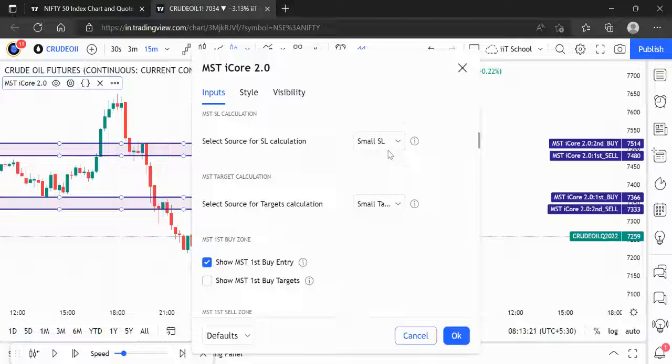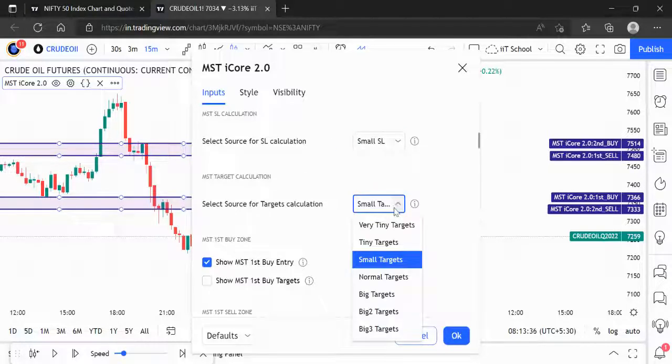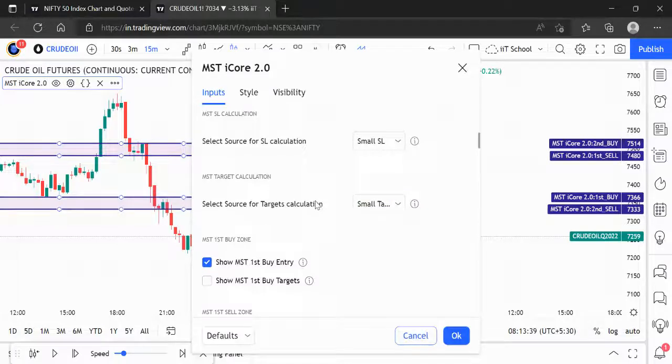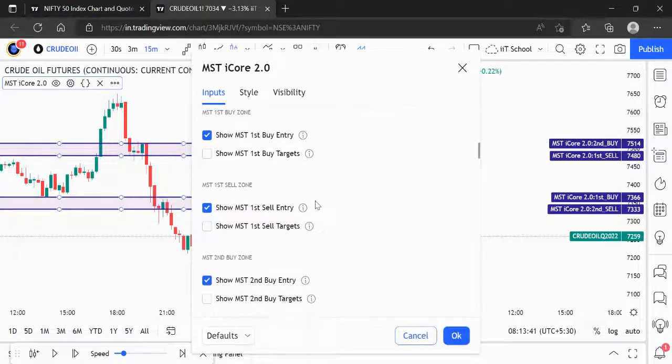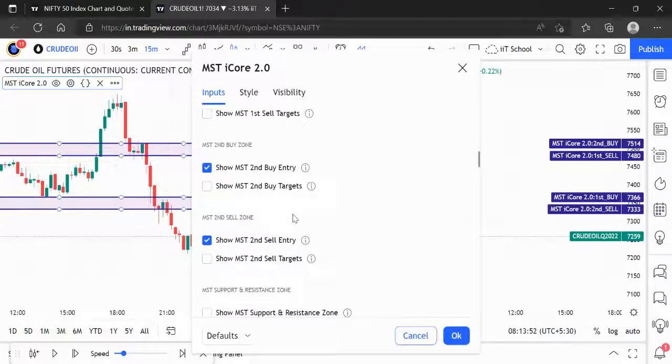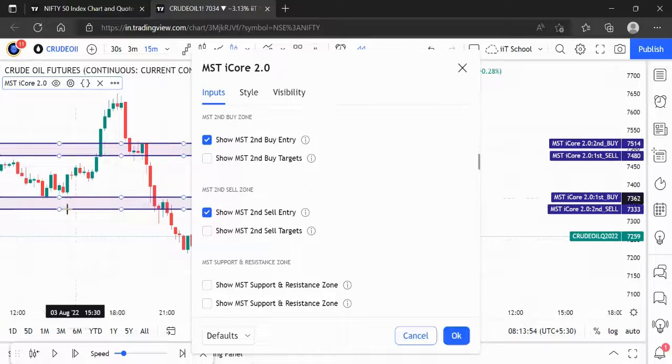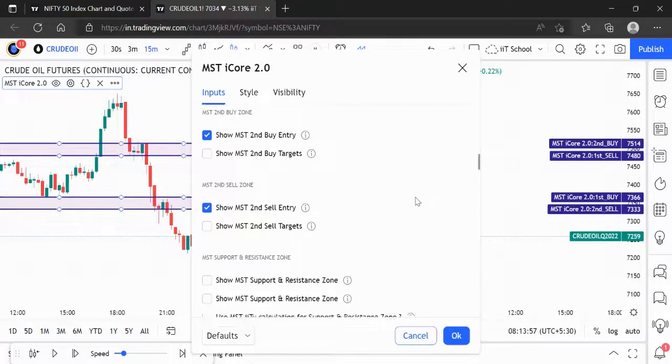The next one, you can decide what SL I have to keep. Should I keep a very tiny SL or tiny SL or small SL or normal SL or big SL? Depending upon the script you are selecting, you can choose the SL calculation method. Similarly for the targets also. Then our main picture comes into play here. There will be four lines formed. By default, the four lines are enabled here. MST first buy entry, sell entry, second buy entry, and second sell entry. By default, these four lines will be drawn once the market has opened.